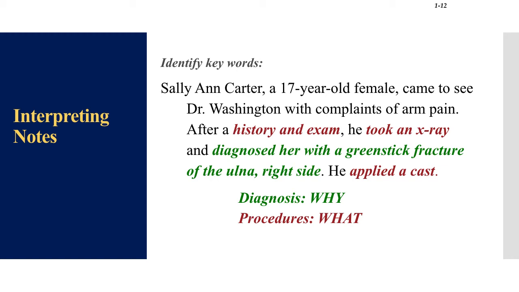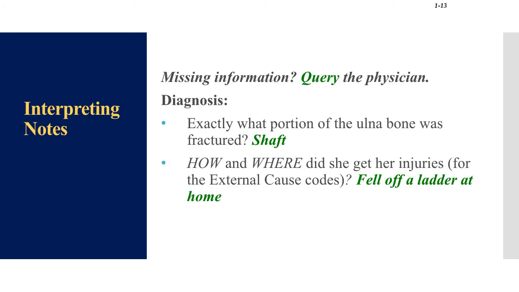Then we see the diagnostic statement, diagnosed her with a green stick fracture of the ulna right side, and that explained why the physician did all those things for her, right? So those will be reported in diagnosis codes. Now let's take a look at missing information. Did you think anything was missing? Well, as you go through the coding process, you will find out because the ICD-10-CM codebook will tell you what's missing.